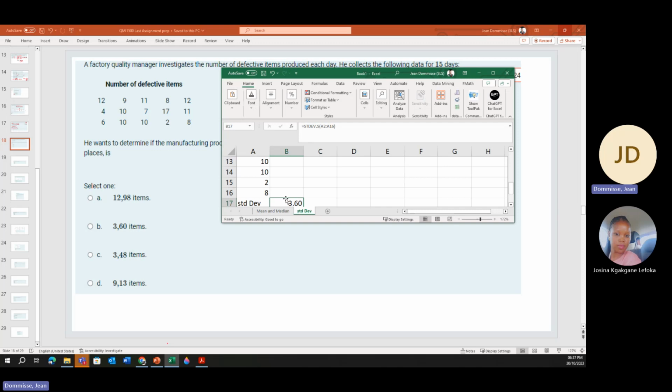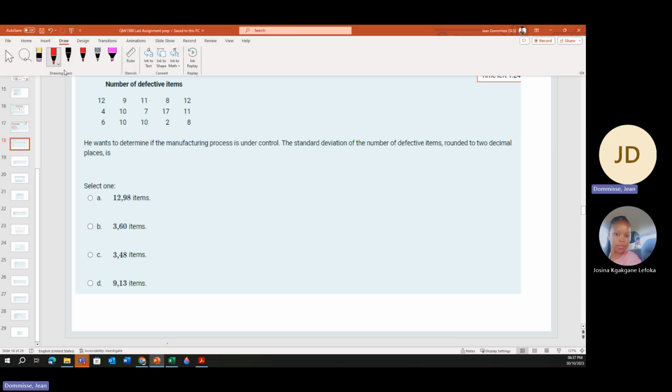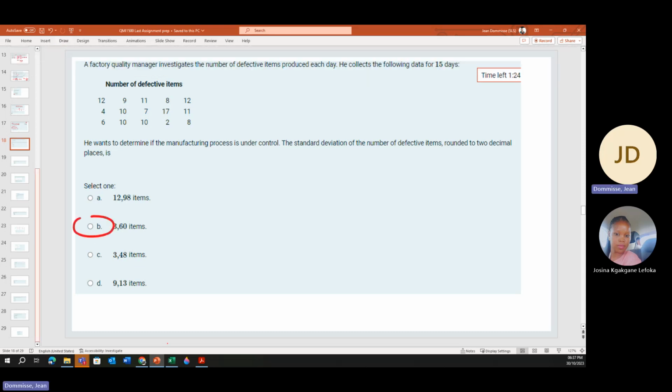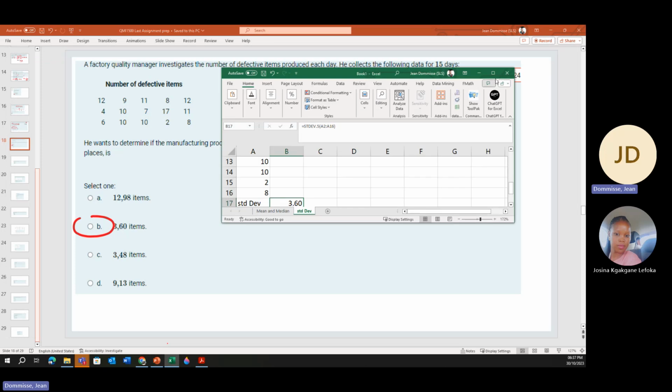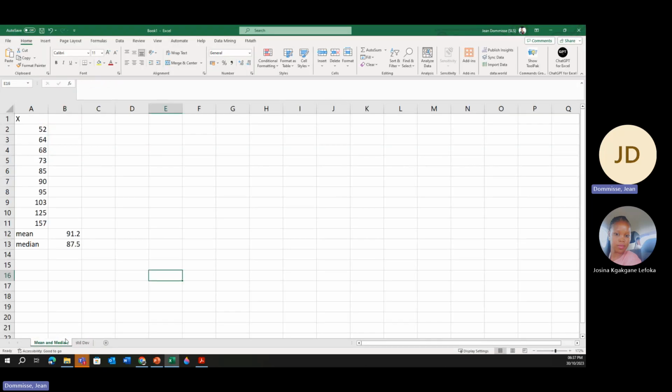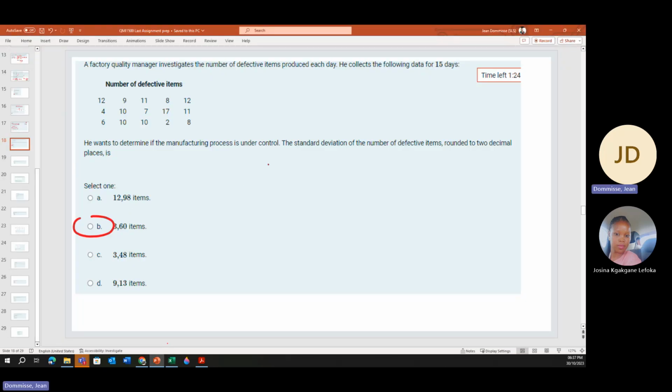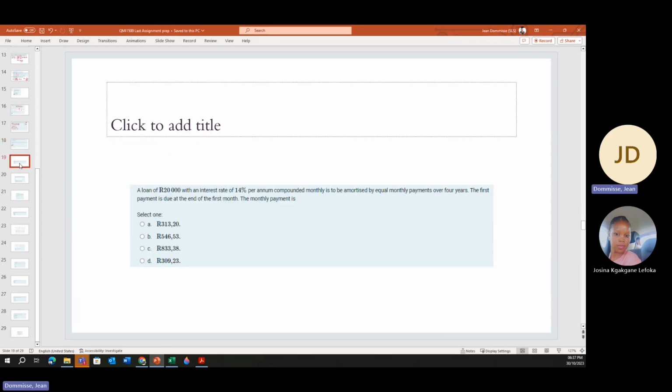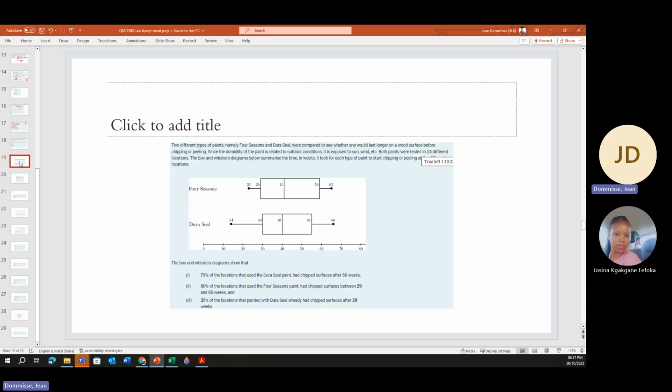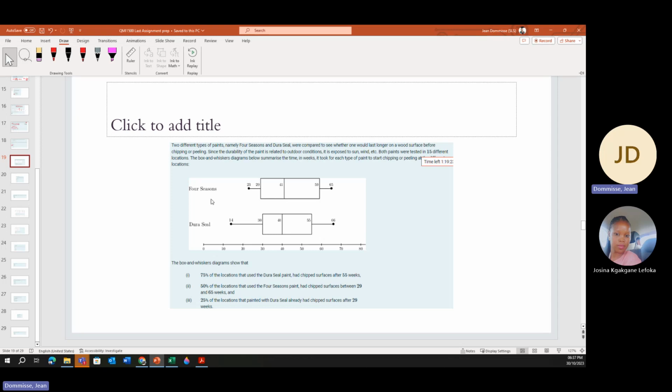So we have 3,60. So B. Again, I will share this spreadsheet so that you have the mean and median and now the standard deviation formula in it as well. Okay, let's see. I'm going to take that to the end. Let's first see if there's more. Let's do all the data ones first.